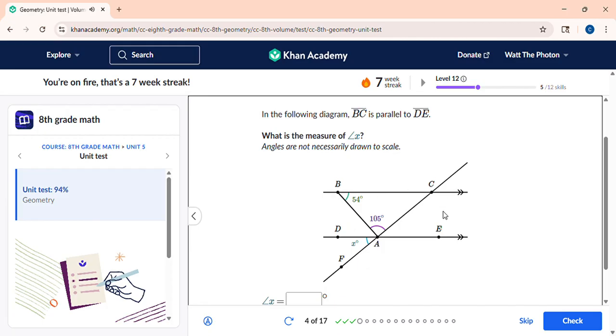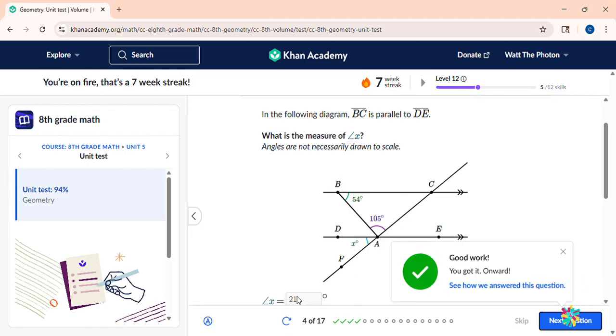BC is parallel to DE. What's the measure of x? So 105 plus 54, and I have 180 minus that answer, and we get 21. So x is equal to 21.